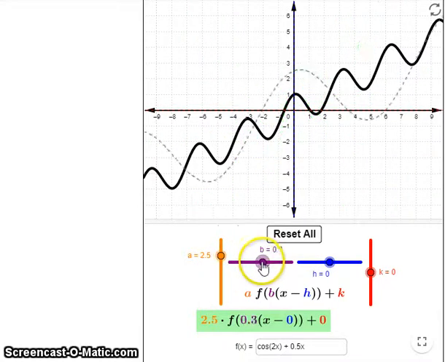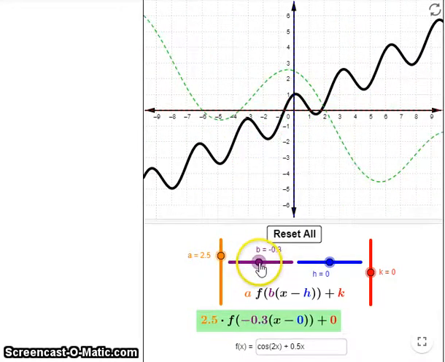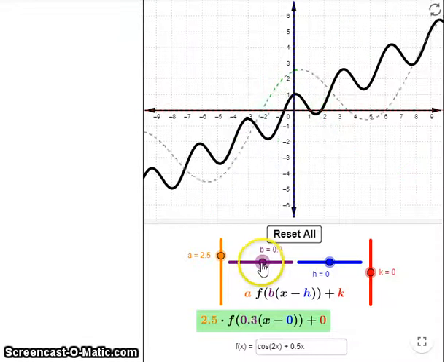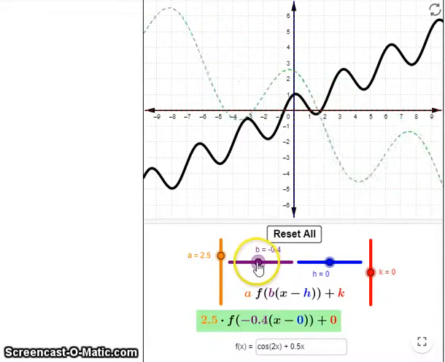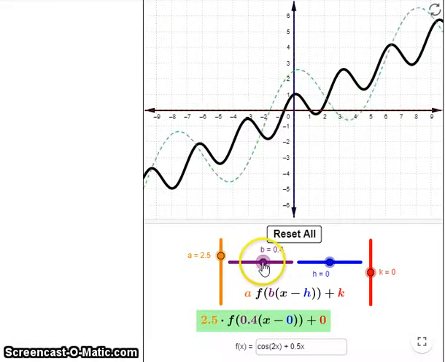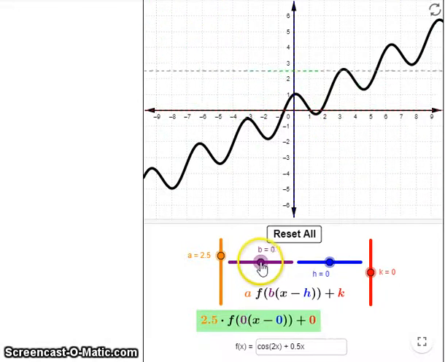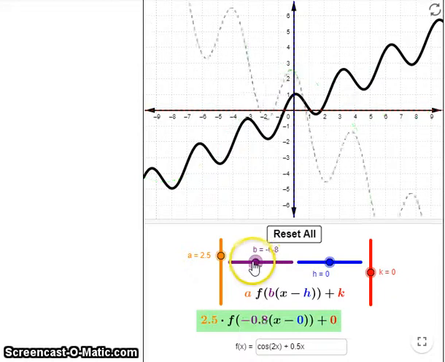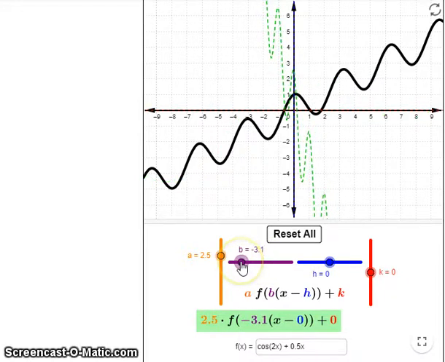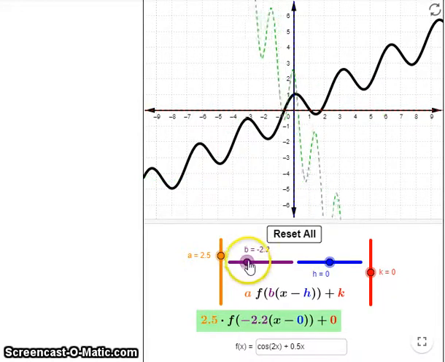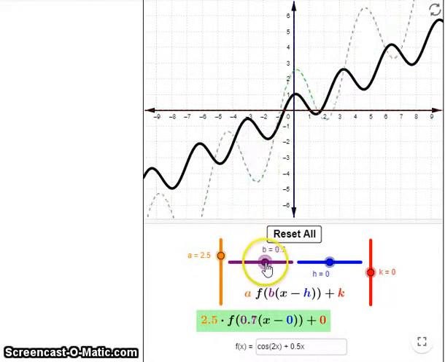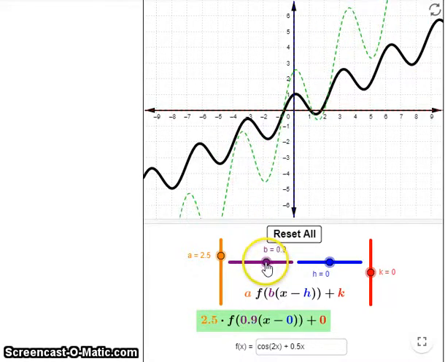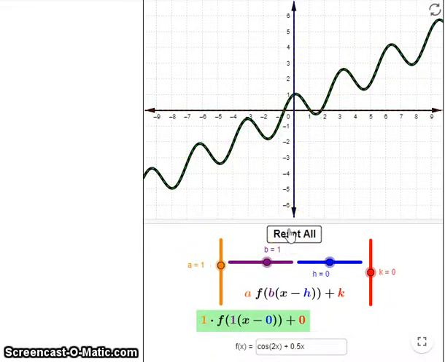With b, kind of the same thing happens, except now we're going in the left and right, or the horizontal direction. We get a stretch of the graph when b is between 0 and 1 in magnitude. And when we change the sign of b, we change the reflection of the graph. When b is a large number greater than 1 in magnitude, we get a compression of the graph. So same effect as a, more or less, it's just that it's happening in the opposite direction.